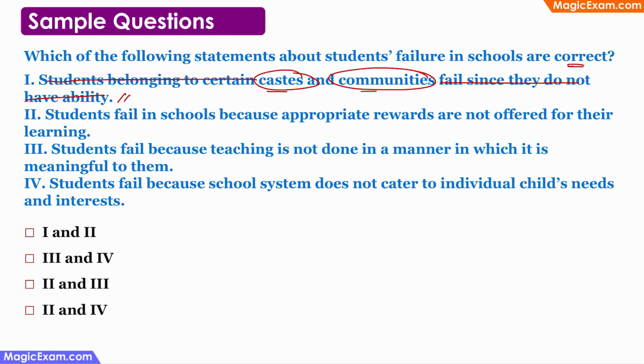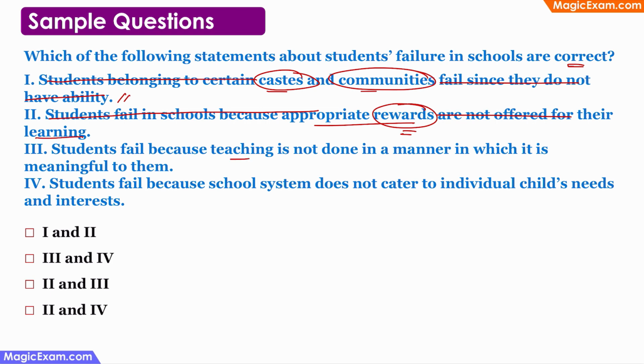Students fail in school because appropriate rewards are not offered for their learning. Now, children should not get rewards for everything, right? There should be some amount of motivation as well. In some situations, you should offer them some rewards, but children should also have their own motivation to learn. So just because you are not giving any rewards, it doesn't mean that children will fail in school. So this statement is incorrect.